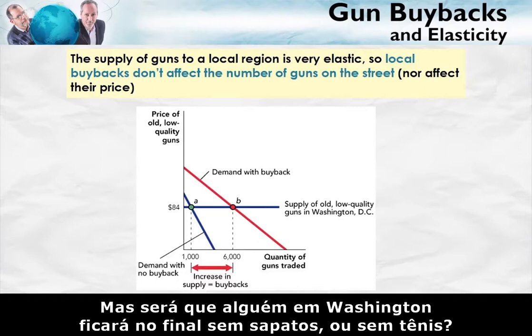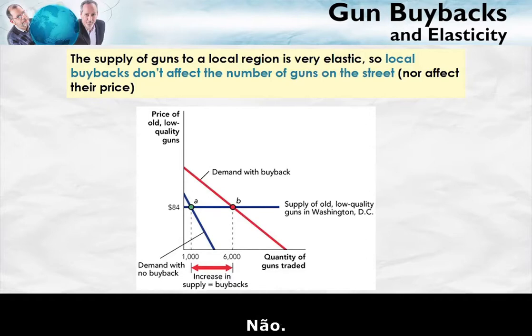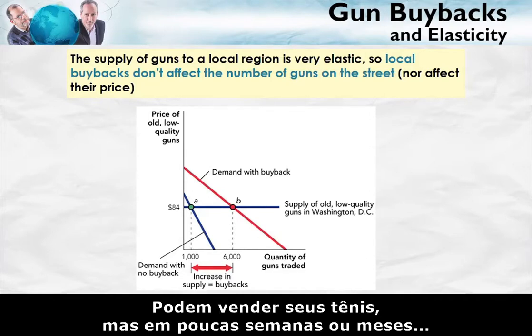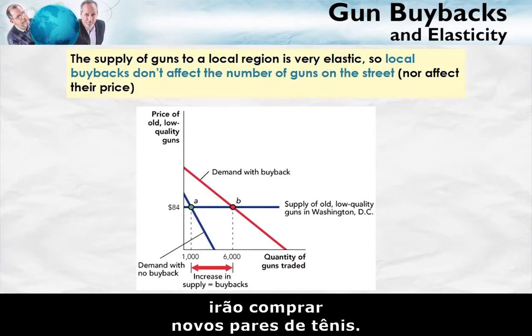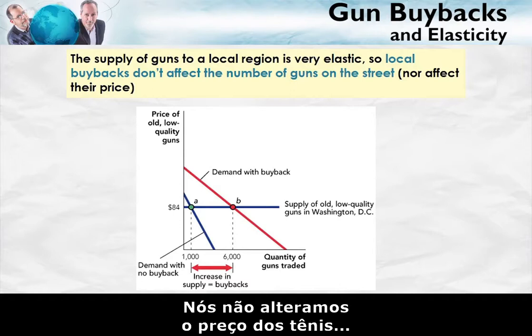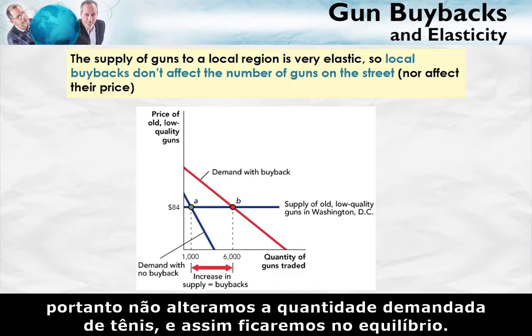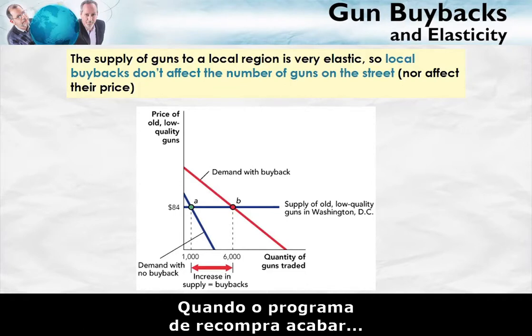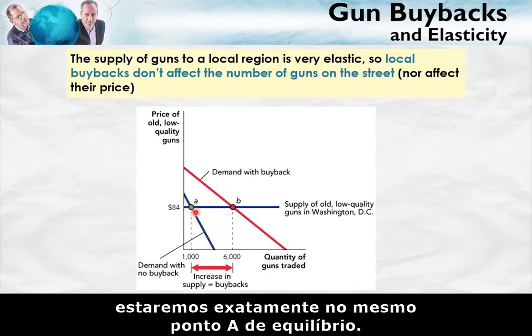But is anyone in Washington, D.C. going to end up in the long run going shoeless, even going sneakerless? No. They may turn their sneakers in, but a few weeks, a few months later, they're going to be buying a new pair of sneakers. We haven't changed the price of sneakers, therefore we haven't changed the quantity demanded of sneakers. Therefore, we're going to stay at the equilibrium once the buyback is over. We're going to be at the same equilibrium at point A.